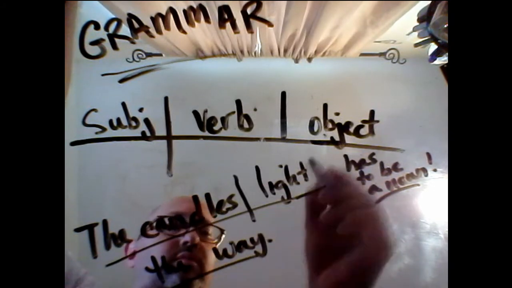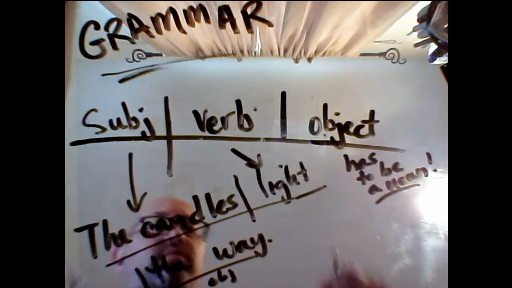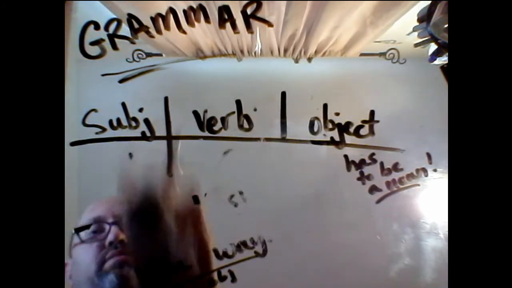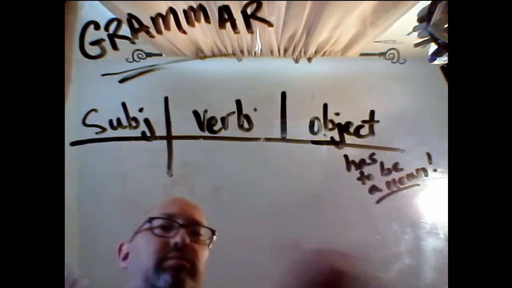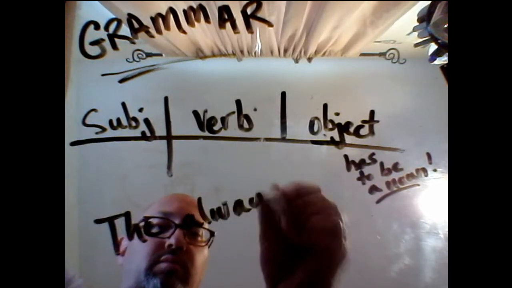The candles light the way. Again, let's draw a line. Candles, subject, light, verb, the way is our object. Again, very, very simple sentence. We can add a lot to it, but that is still the main thing that we're going to be talking about for several weeks, subject, verb, object.